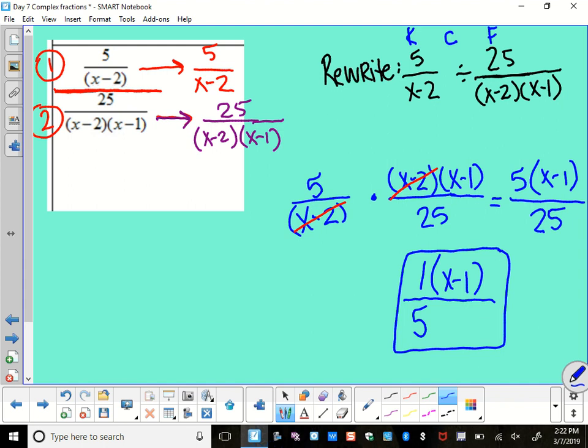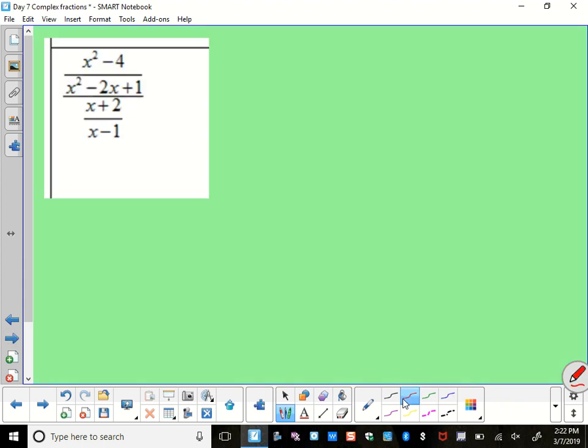All right, that was the second problem. Let's take a look at the third problem. This is where it gets a little bit more intense. Makes you think a little bit more. I bolded my division sign, so I know I have my top fraction and my bottom fraction.